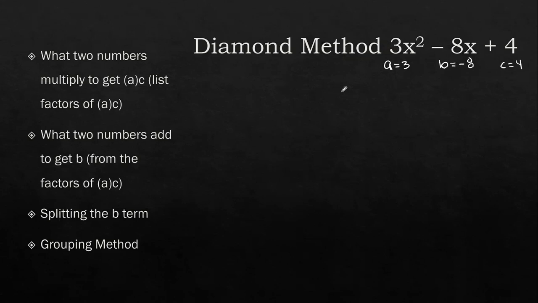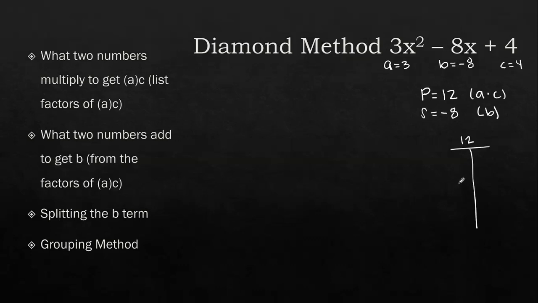All right, so I need to find the product of A and C. So 3 times 4 would give me 12. So this P is the product of A and C. And the sum is my B value, negative 8. So I'm trying to figure out what two numbers would multiply to get me positive 12, but add to get me negative 8.